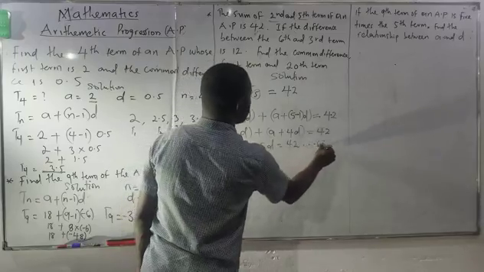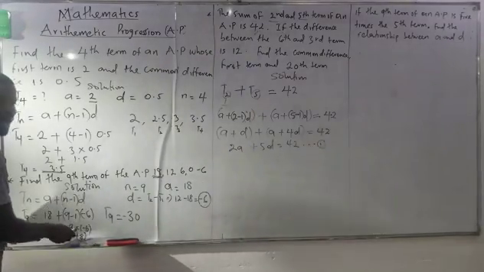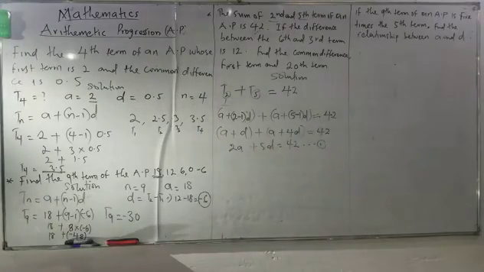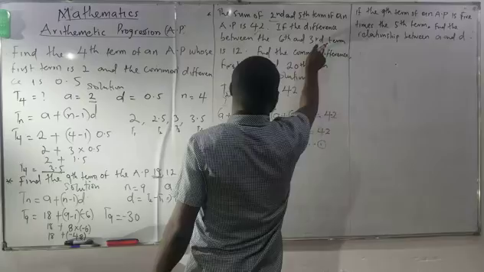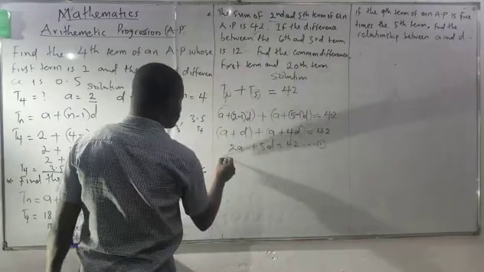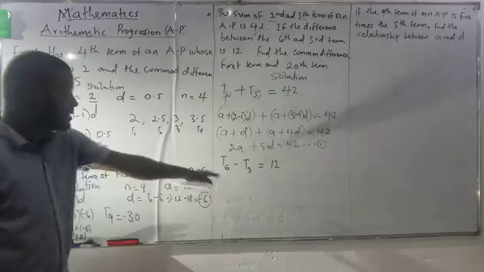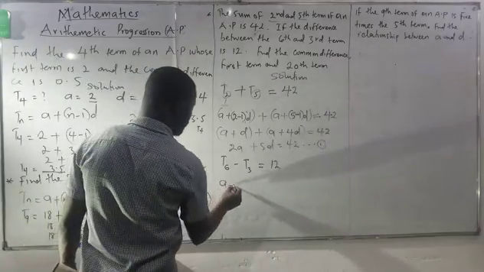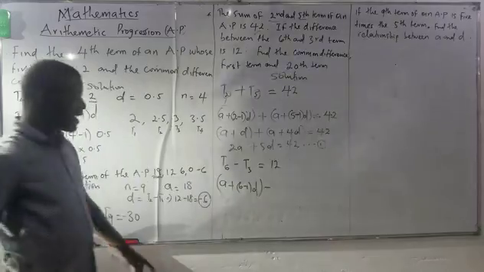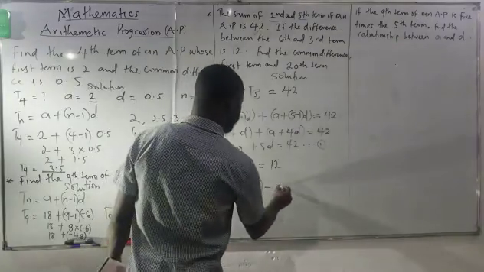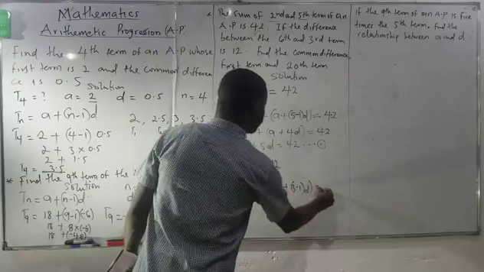I'll call it equation 1. Now, how do I get my equation 2? My equation 2 is: the difference between the sixth and the third term is 12. It means T6 minus T3 equals 12. So we can write (A plus (6 minus 1)D) minus (A plus (3 minus 1)D) equals 12.